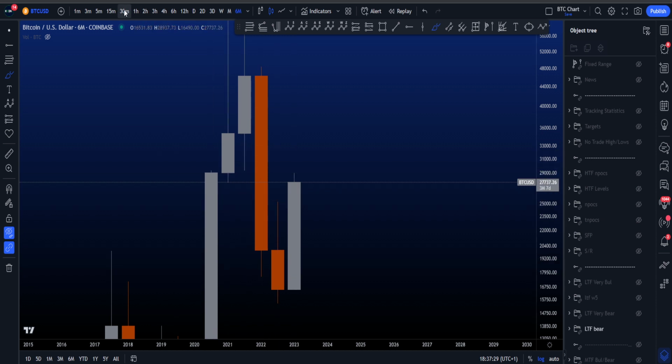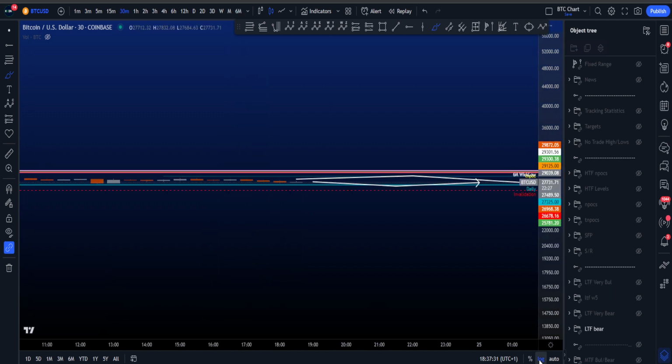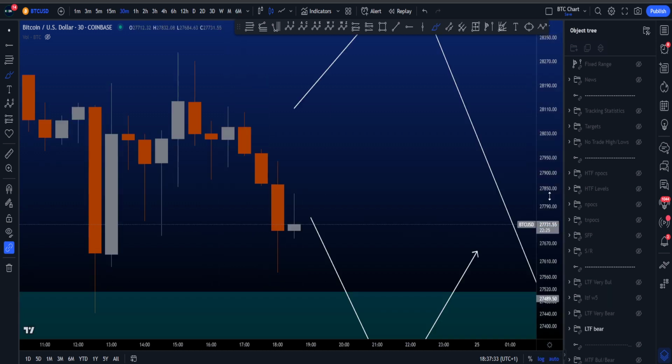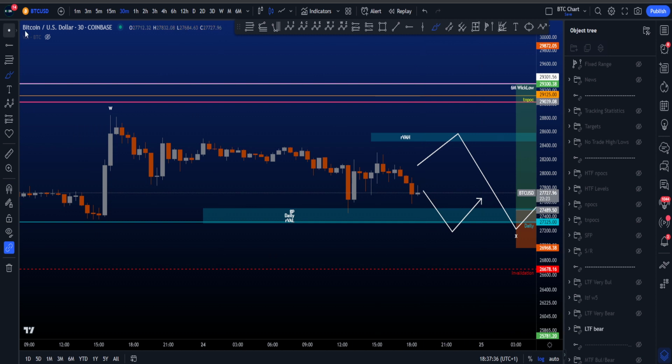So this level to me is actually very, very interesting, and that's why even on the lower time frames you will see me have this level on the chart.